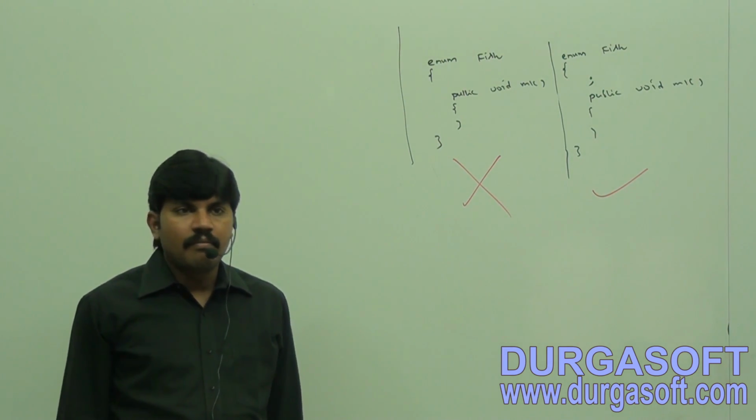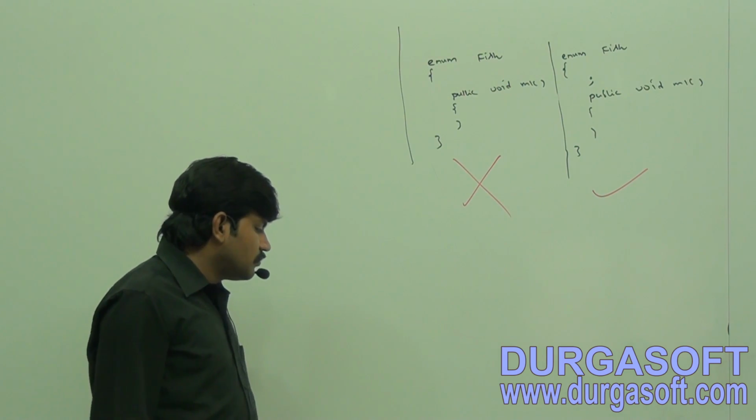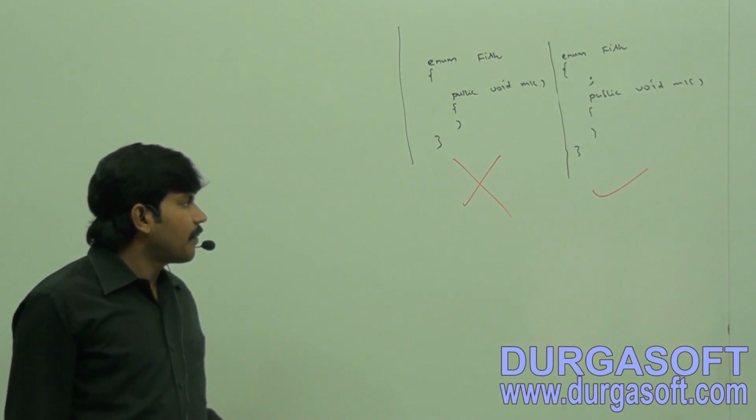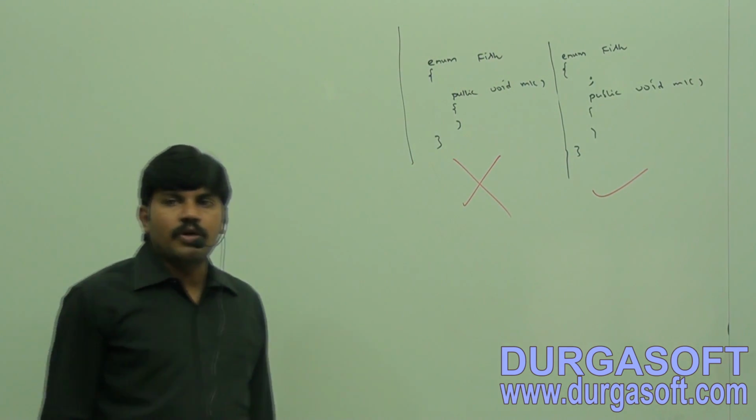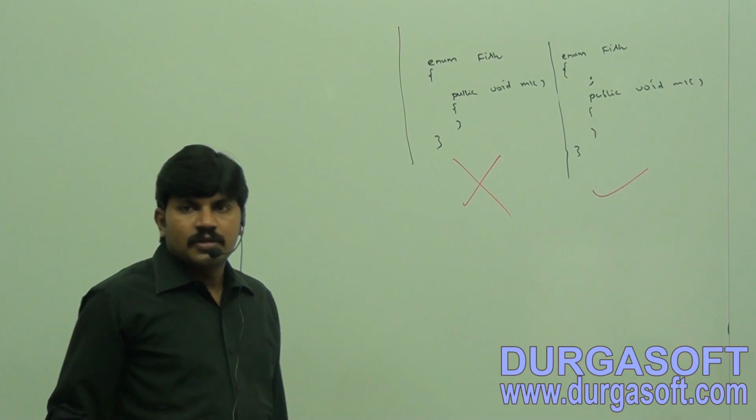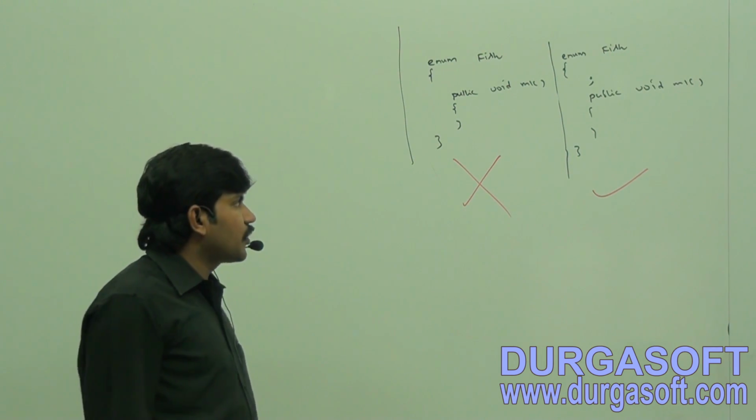Completed, right? Okay. Semicolon, public void m1 itself is nothing but like this. Now the terminology is very clear for you people, right?